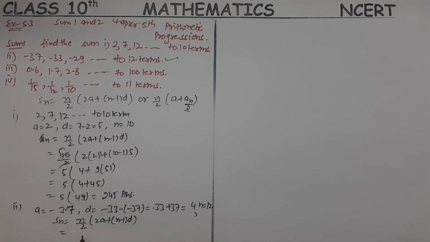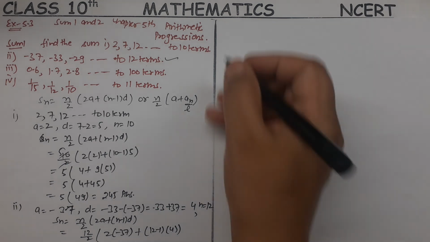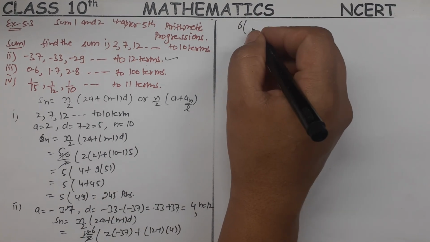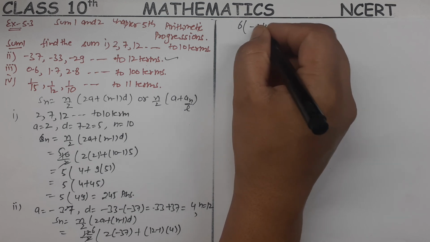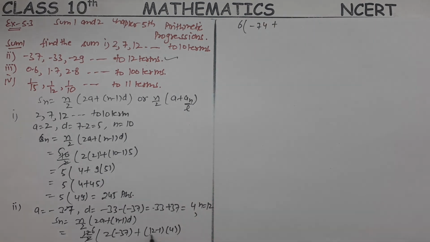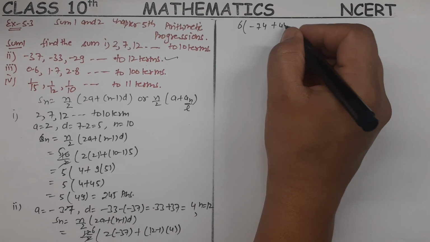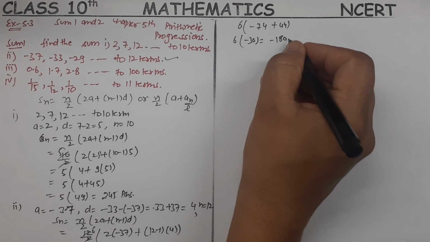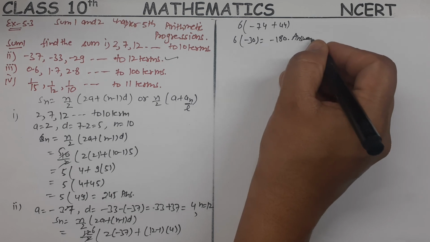Now putting the values. 2 6s are 12, 6 into 12 minus 1 is 11, 11 4s are 44. After multiplication we have minus 180 as the answer.